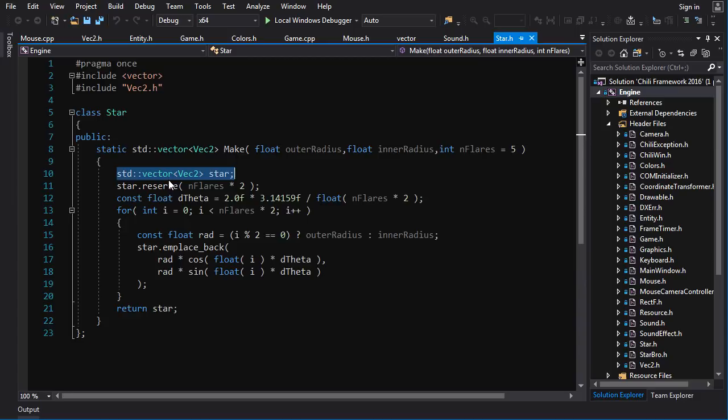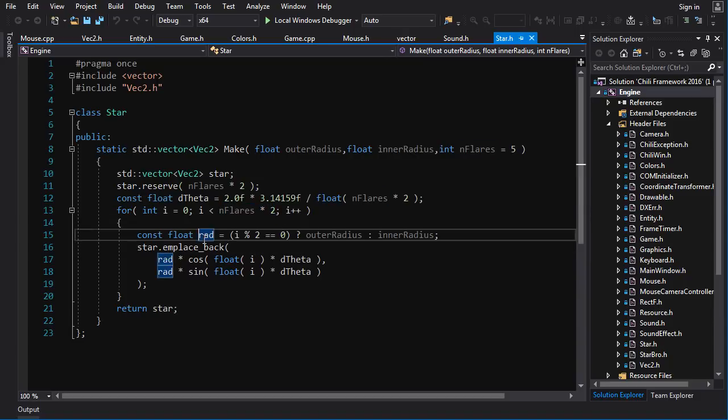We create the container for the star points. We know how many points we're going to have, vertices: that's just the number of flares times 2. So we reserve that space. D theta, which is our theta value, is just going to be 2 pi divided by the number of vertices, which is number of flares times 2. And then we're going to loop from I equal to 0 to the number of vertices, which is n flares times 2.